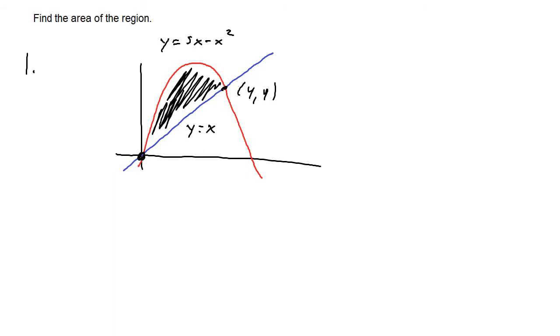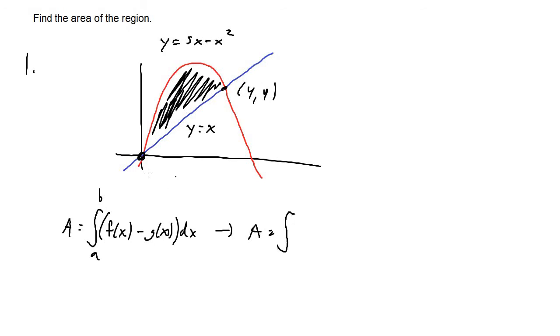4, 4. So because we have a top curve, y equals 5x minus x squared, and a bottom curve, y equals x, we can go ahead and use the formula where the area equals the integral from the x bounds a to b of f of x, the top curve, minus g of x, the bottom curve, times dx. So in this case, we can rewrite the formula, area equals the integral. Now for our bounds, remember those are going to be x bounds because we have top curve minus bottom curve, and the x bounds range from 0, 0, the origin, to 4, 4. So our x bounds range from 0 to 4.